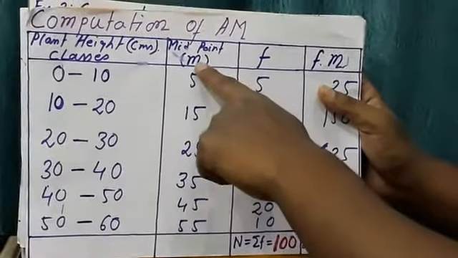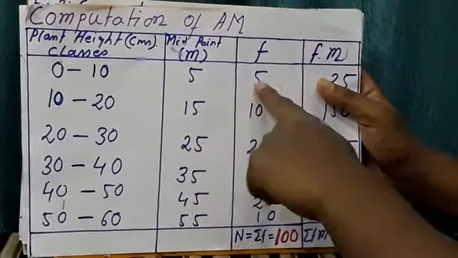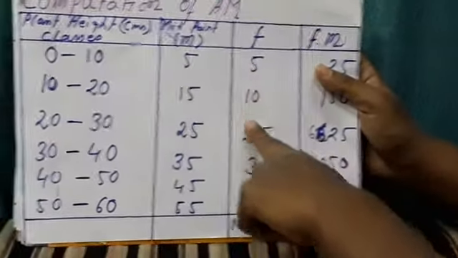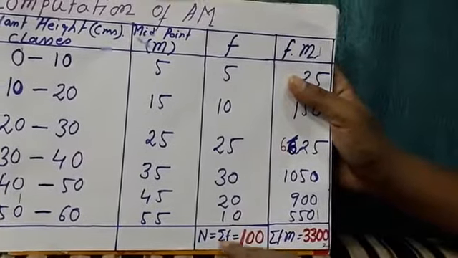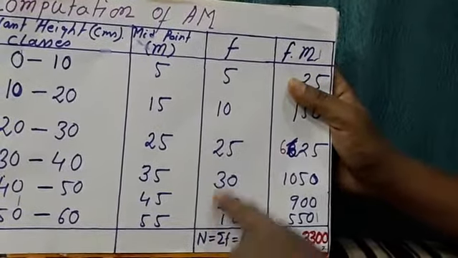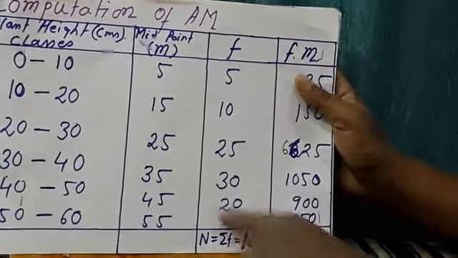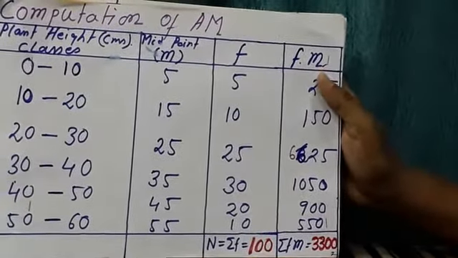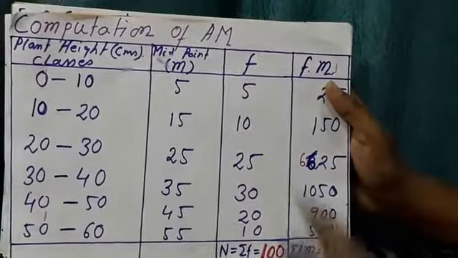Midpoint is denoted by m. And f is the frequency. Frequency is given in the problem. Now, if we add up all this frequency, then we will get summation f. Summation f equals capital N. And now I have added up, it is 100. Just to save the time, I have already calculated it.